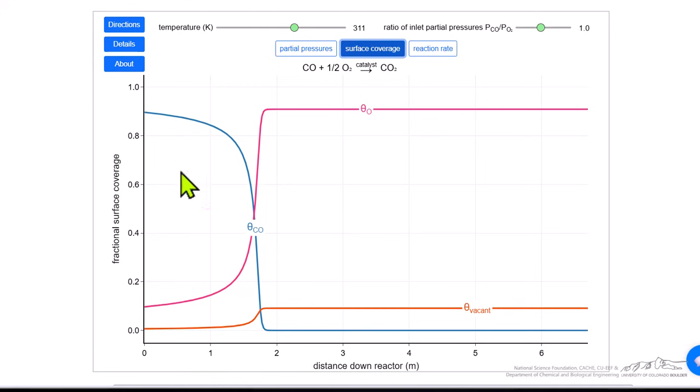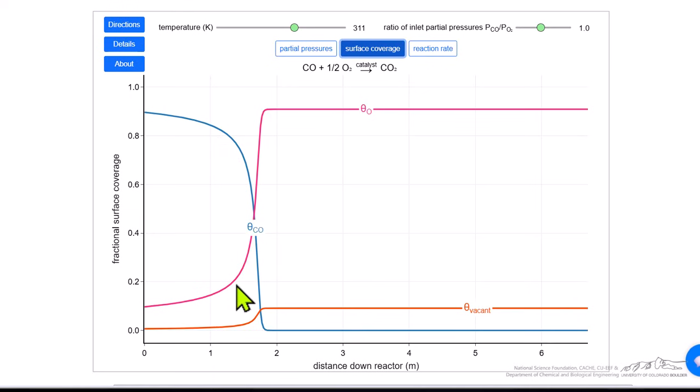If we look at the surface coverages, we can see that mostly CO is on the surface. Oxygen coverage is much lower. There are no vacant sites until we've reacted essentially all of the CO. Now we have some sites not occupied and the rest occupied by oxygen.